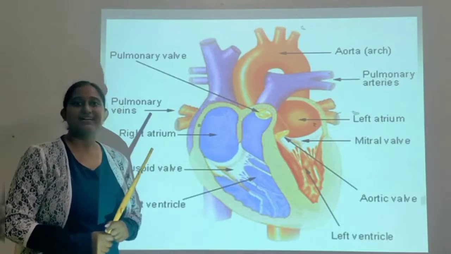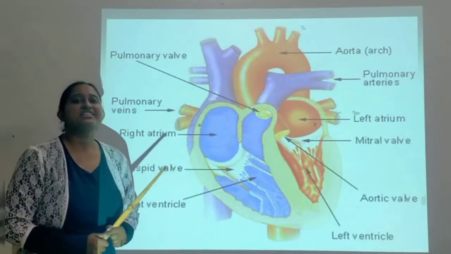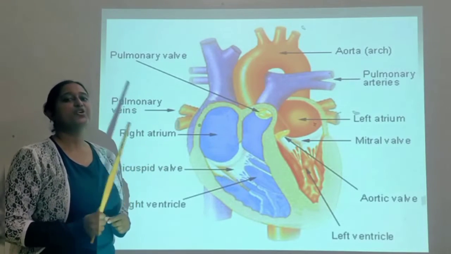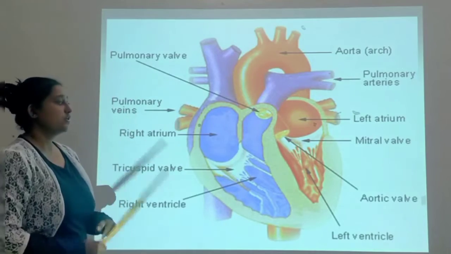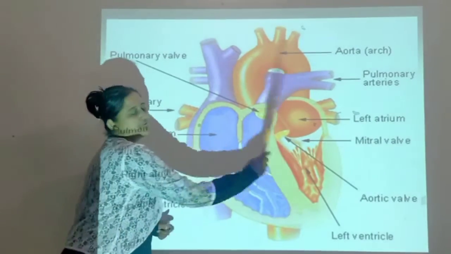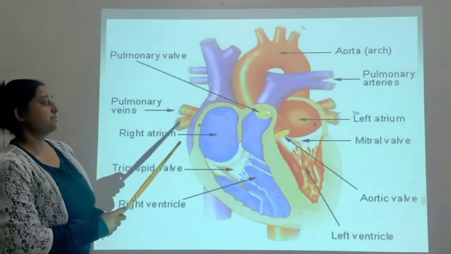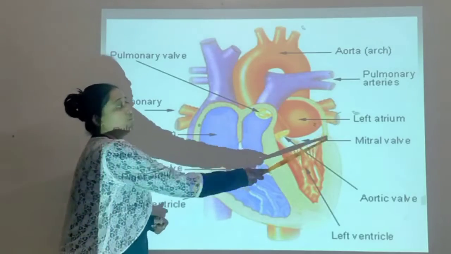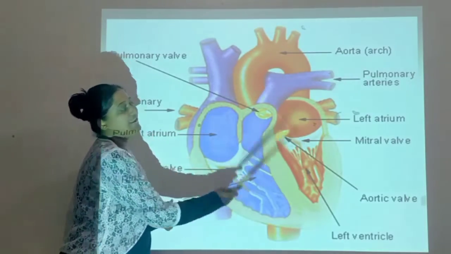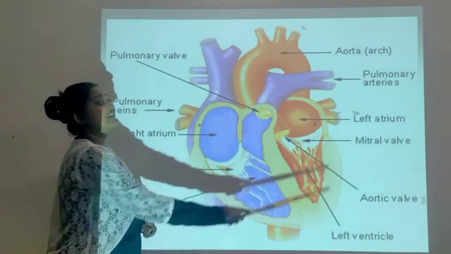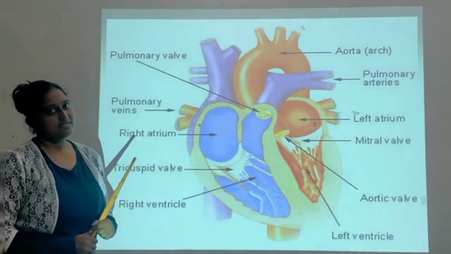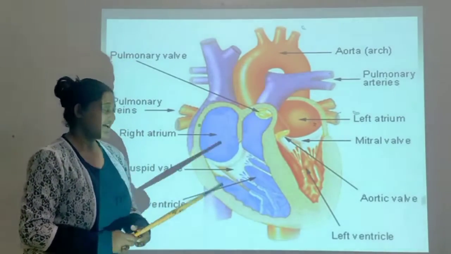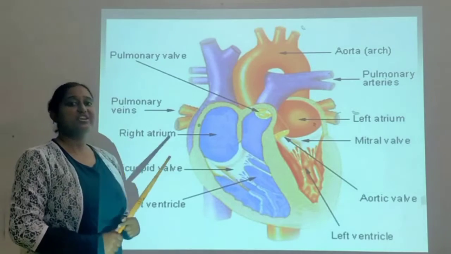Now talking about the valves. We have a total of two categories of valves present here. One is AV valves, that is atrioventricular valves. Atrioventricular valves are the tricuspid valve and mitral valve. The tricuspid valve is present between the right atrium and right ventricle, and the mitral valve is present between the left atrium and left ventricle. The alternative name of the mitral valve is the bicuspid valve. As the name suggests, bicuspid comprises two cusps, and tricuspid comprises three cusps.